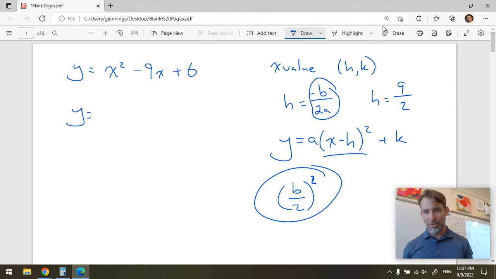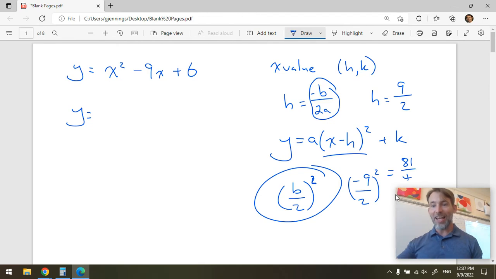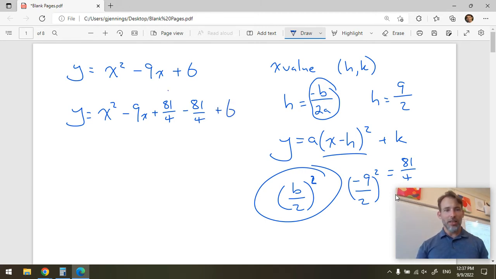It's the Jerry Maguire number that completes me. So in this case, we have (negative 9 over 2) squared, which is equal to 81 over 4. So 81 over 4 is going to complete the square. We add that and then subtract it, so it looks like this: x squared minus 9x plus 81 over 4 minus 81 over 4 plus 6. Now, this part here is a perfect square trinomial.